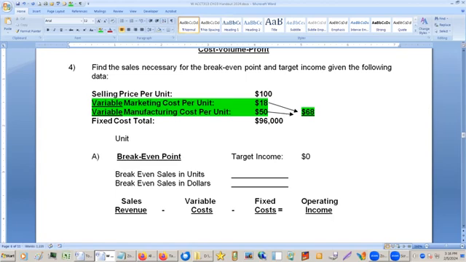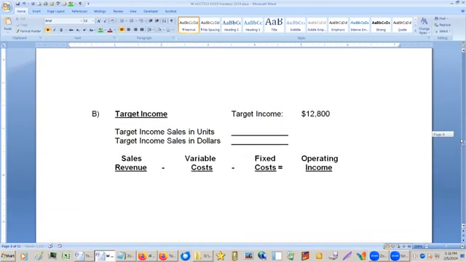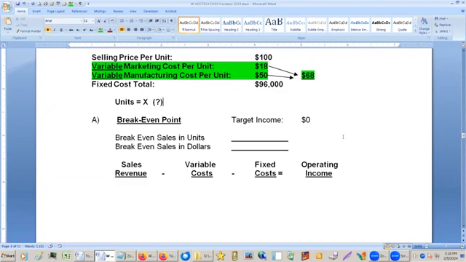Like I said, units equals x. So we don't know the units. So that's why we're doing X. Okay, so revenue: 100 X, we don't know how many units we're going to sell to break even. Variable costs, I combined them into 68. If you did it separately, you'd have to do two of those.